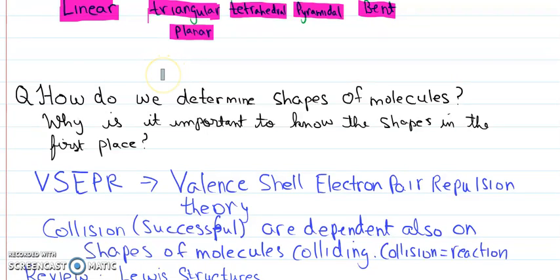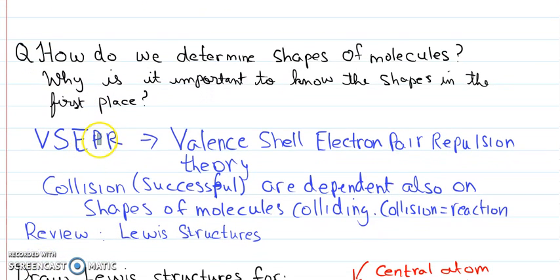So that is the basis of learning about molecular shapes. Molecular shapes could explain chemical reactions. They could explain physical properties. So the next question that we need to ask ourselves is, how do we determine the molecular shapes?